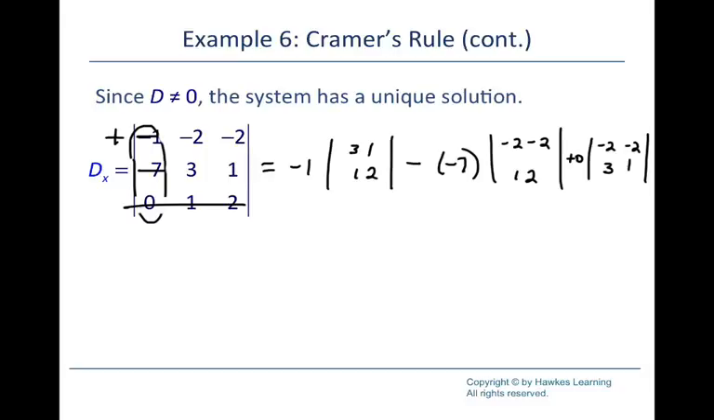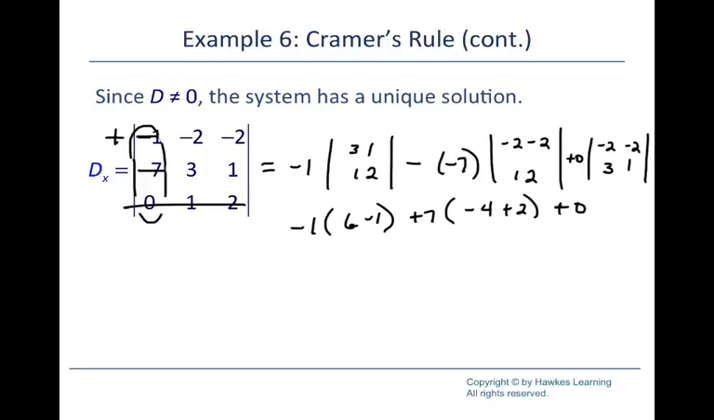So now we'll calculate the x determinant, or dx, which is negative 1 times 6 minus 1, plus 7 times negative 4 minus a negative 2, so that'll be plus 2, and then plus 0, because 0 times anything is 0.